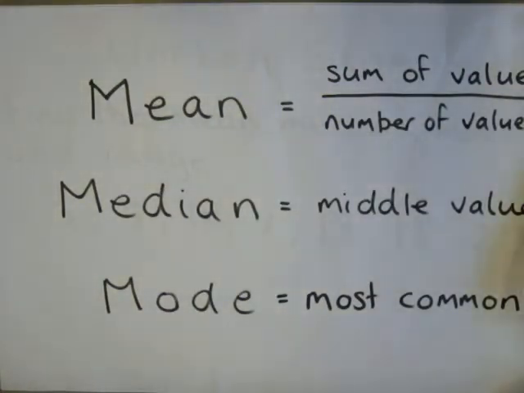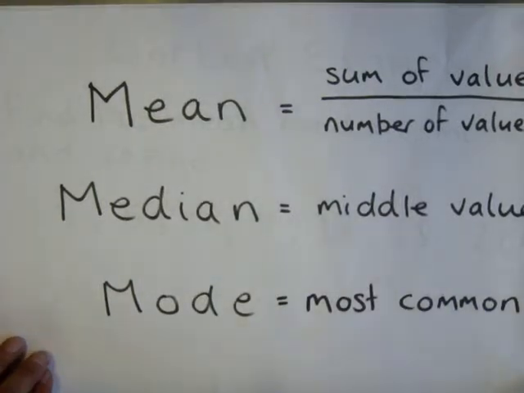Okay, some definitions. Your mean is the sum of all the values, so you add up all the values in your list divided by the number of values that you have. Your median is the middle value when you write your list in order, smallest to biggest, and your mode is the most common value.